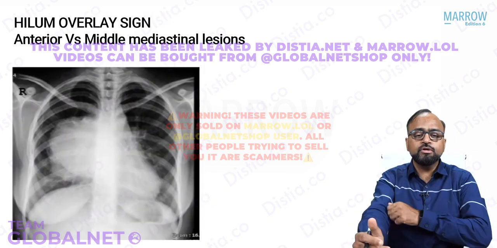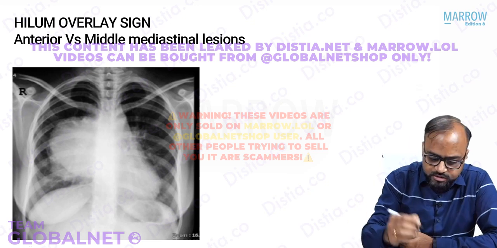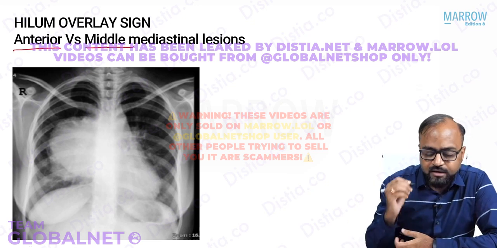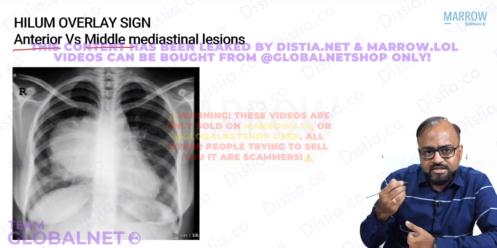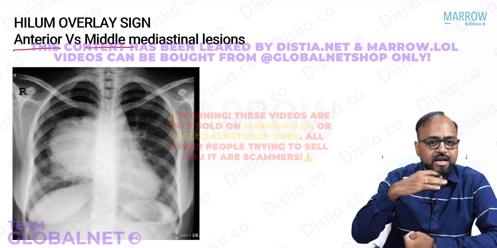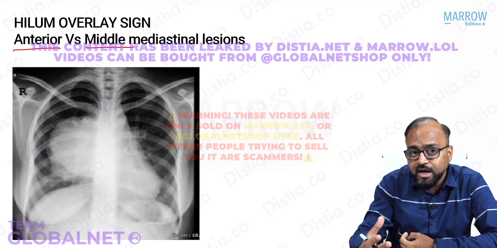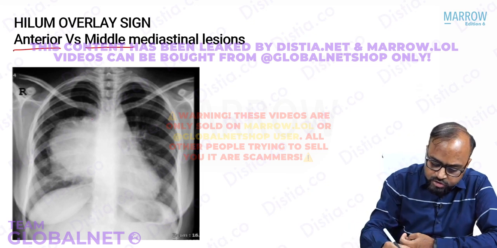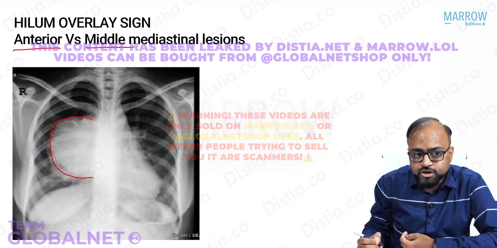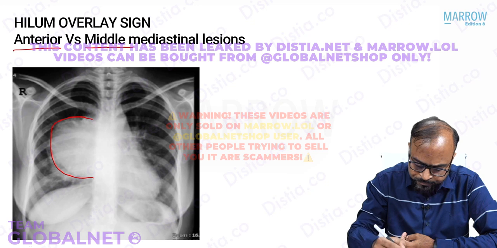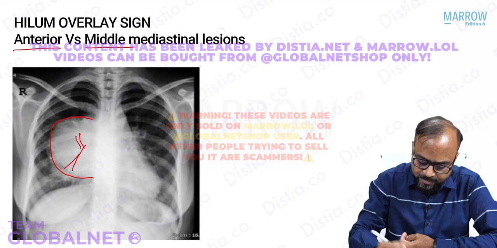Now, there is an important sign or clue which helps us distinguish between anterior and middle mediastinal lesions. Remember, most of the blood vessels lie in the middle mediastinal compartment, and therefore when you see a lesion in the region of the hilum, can you see a region in the hilum here? If you watch carefully, inside this lesion you are able to see the hilar vascular pattern.